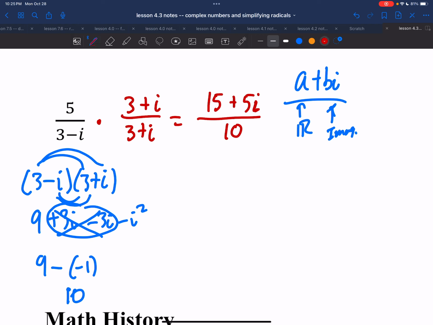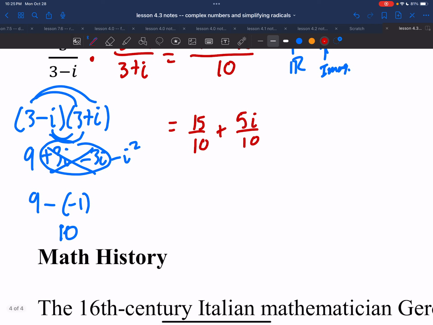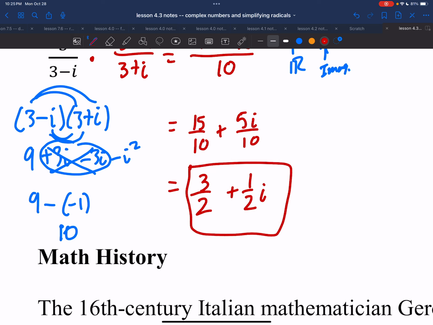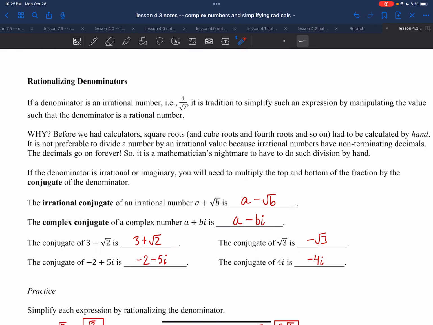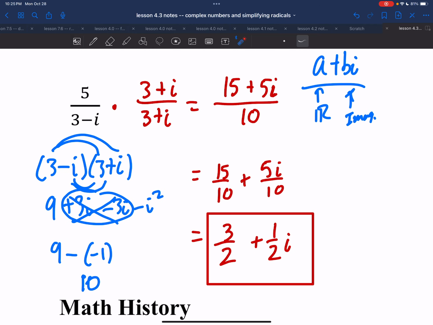And so what I'm going to do with this addition is split it up. 15 over 10 plus 5i over 10. Now, 15 over 10 simplifies to 3 halves, and 5 over 10 simplifies to a half, and then you have that i next to it, yeah? And we kind of like this, and this will be useful when you work with complex numbers. Because you don't want to write an answer this way usually. You might like to have it expressed like this, because this is how we write our complex numbers. This is sort of the standard way to write them. Yeah? Cool.